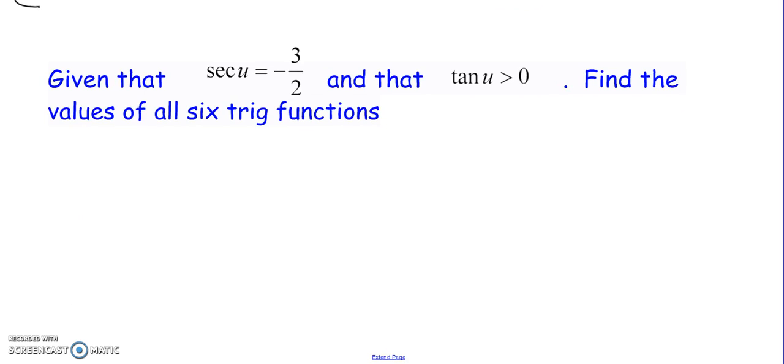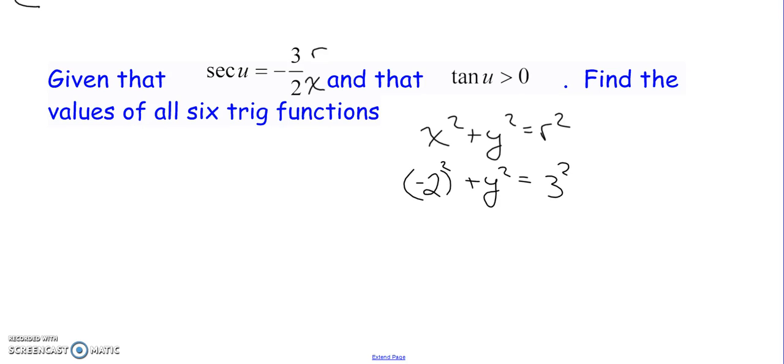Not a ton of them on this, because we've actually seen this problem before. This first one is a little bit of a review. If they give you secant u is equal to negative 3 over 2, and that tangent u is greater than 0, we've already done this problem. So the way I look at it is we know r and x, and of course if we know r and x, we know x squared plus y squared equals r squared. So what I know here is negative 2 squared plus y squared equals 3 squared. Of course, I knew the 2 was negative because r can never be negative. So I could figure out that y squared is equal to 5 by subtracting 4 from both sides.